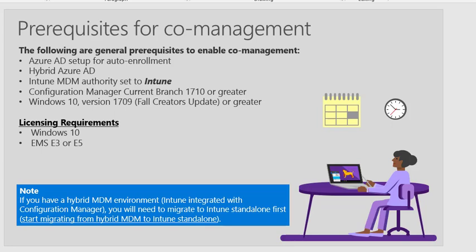So, prerequisites for co-management. The following are general prerequisites to enable co-management. This is the Azure AD setup for auto enrollment: Hybrid Azure AD, Intune MDM authority set to Intune. Configuration Manager current branch must be 1710 or greater. Windows 10 version 1709, Creators Update, or greater. Licensing requires Windows 10, EMS E3 or E5. Here's the note: if you have a hybrid MDM environment, with Intune integrated with Configuration Manager, you will need to migrate to Intune standalone first.